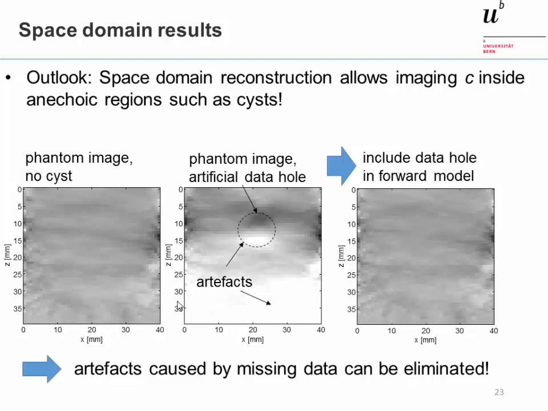Unfortunately, the experiments didn't turn out well yet, but this is just from a homogeneous phantom where we artificially introduced a data hole. Then you get again artifacts, and then by incorporating this data hole in the reconstruction process, you can again get back the initial image. So this is very promising to be able to do speed of sound imaging inside blood vessels or cysts or any other hypoechoic regions.